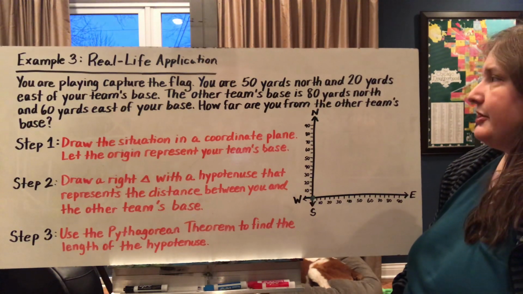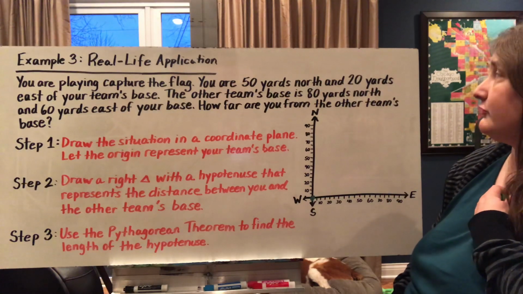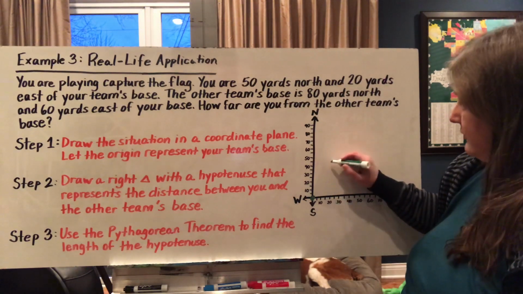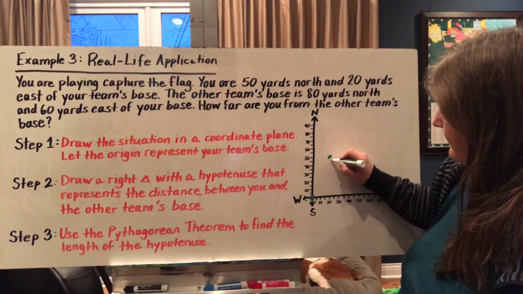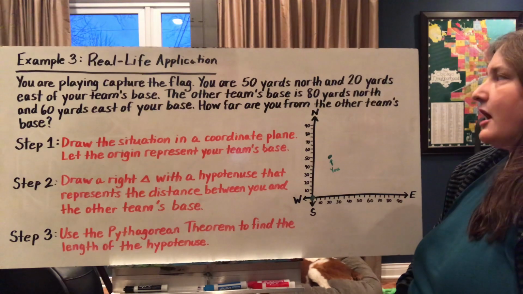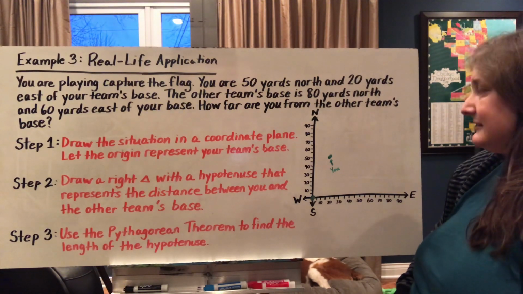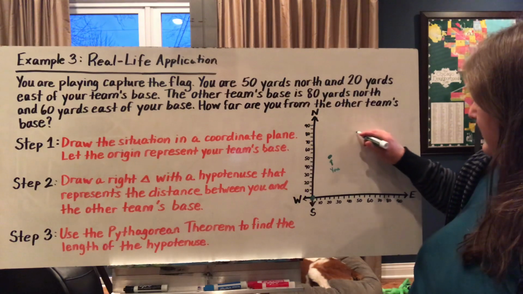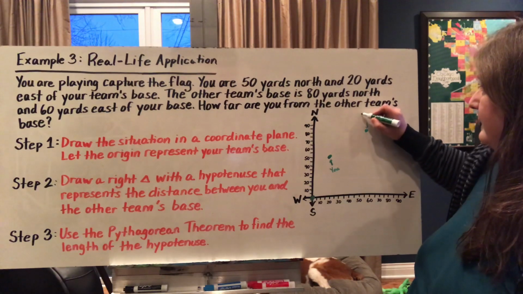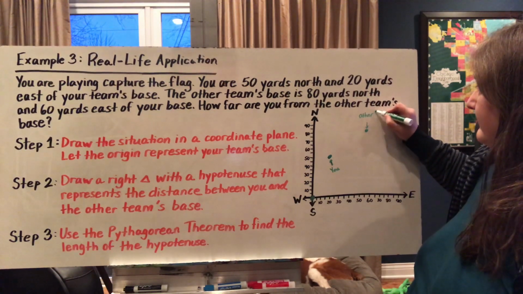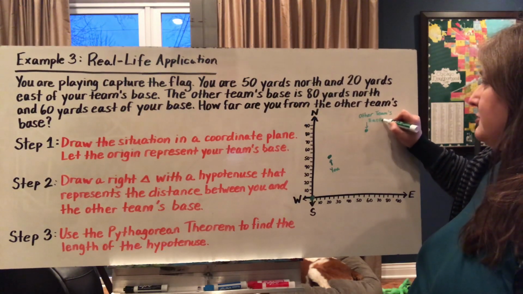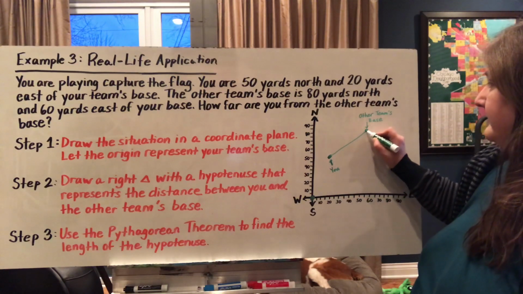And first it tells us that we are 50 yards north and 20 yards east of the home base. So we want to go 50 north and 20 east. And this is us. It says that the other team's base is 80 north and 60 east of your base. So we want to go 80 north and 60 east. This is the other team's base. And we're being asked to find out how far you are from the other team's base. You want this distance.